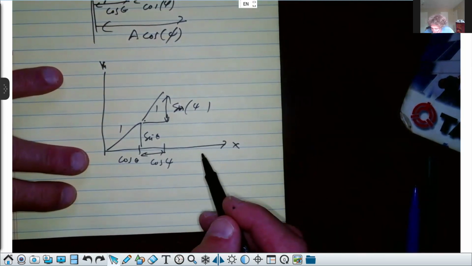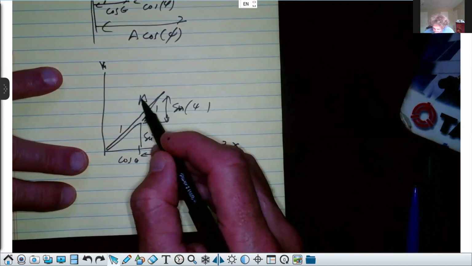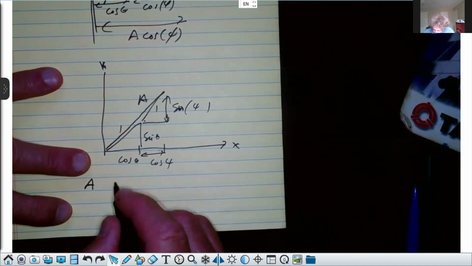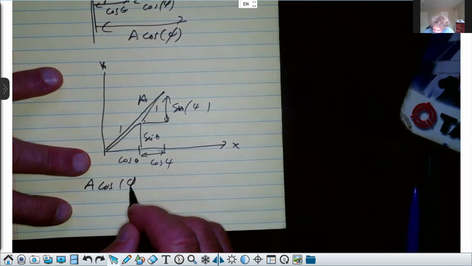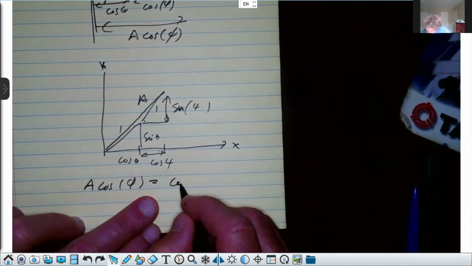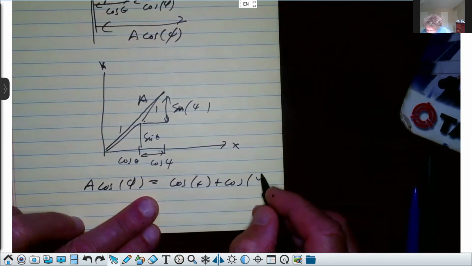Finally, I know that this is my A, and if I take the projection of that, I get A times the cosine of the angle it makes, which is phi, is going to be equal to this, which is cosine of theta plus cosine of psi. Can you follow me on that?